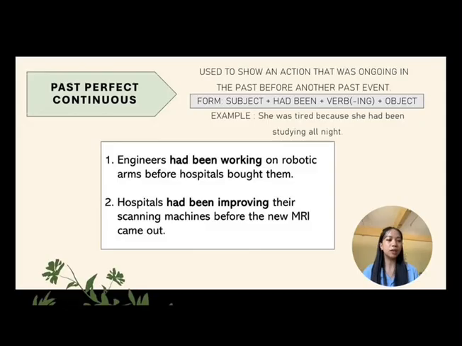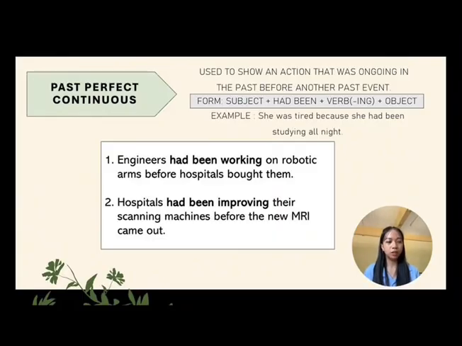And the last one is past perfect continuous. Past perfect continuous is used to show an action that was ongoing in the past before another past event. For the formula, subject plus had been plus verb add -ing plus object. Example, she was tired because she had been studying all night.